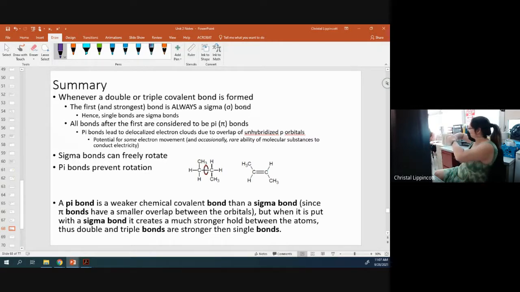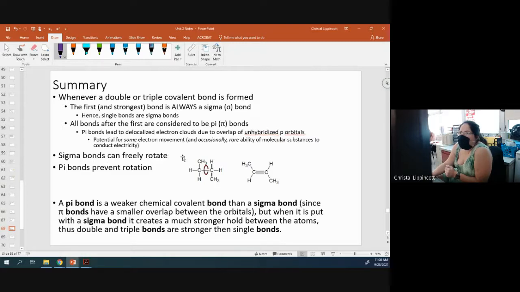Sigma bonds are stronger than pi bonds. But a sigma and pi together are stronger than just a sigma. Are you good? The sigma and pi bonds, that's just a double bond, right? A sigma and a pi together would be a double bond. A sigma and 2 pi would be a triple bond. 2 pi r. All right. That's the circumference of a circle.